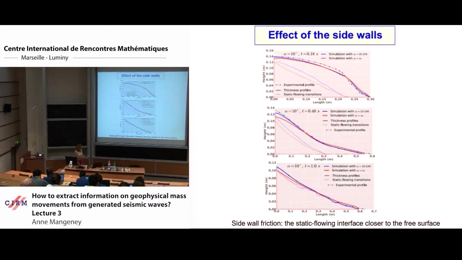So at the end, if you look at the deposit, you have a small difference between when you take into account wall friction in blue and when you don't. And in this case, we have a really good, very good agreement with the deposits observed in the laboratory experiments without fitting the parameters.